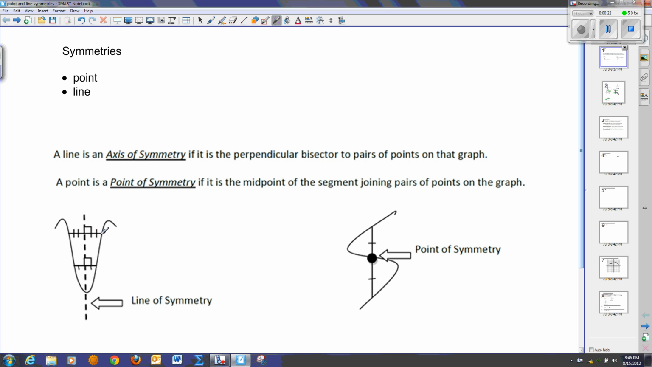So if I look here at a point and here at a point, and say this is my line of symmetry, that line is the perpendicular bisector between those 2 points.